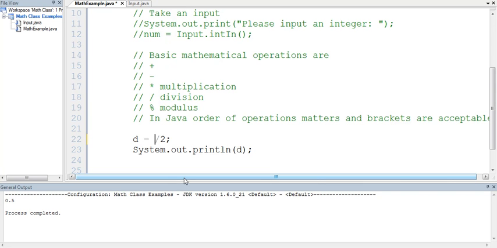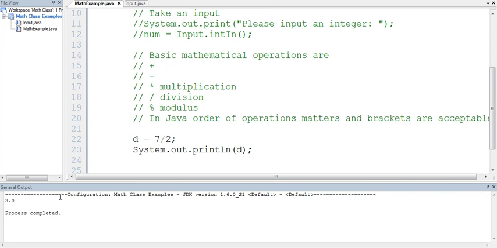It doesn't round. So for example, let's say 7 divided by 2. Well, 7 divided by 2 we know is going to be 3.5. If it's 3.5, we would expect it to round up. However, notice when I run this, I get 3.0. The reason we get that is because both 7 and 2 are integers, and so the computer is first going to provide complete integer division and then place the value into D.